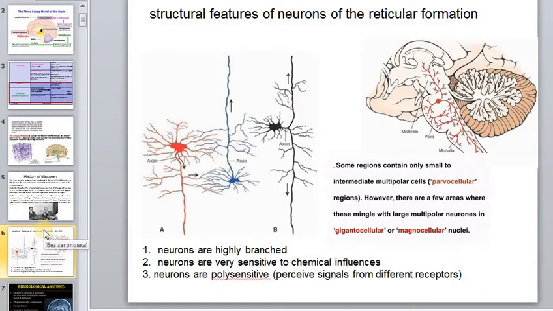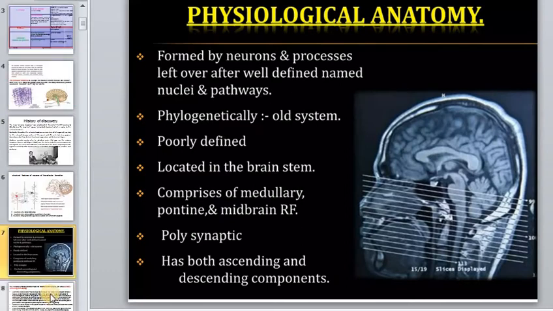And now we just need to know the structure of some neurons of the reticular formation. The structure of neurons in the reticular formation is almost the same as usual neurons, but these neurons are highly branched and very sensitive to chemical influence. The neurons are polysensitive, so many different signals can move to them: pain signals, muscle spindle signals, and a lot of attention signals moving to the cortex. So, next slide about anatomy.